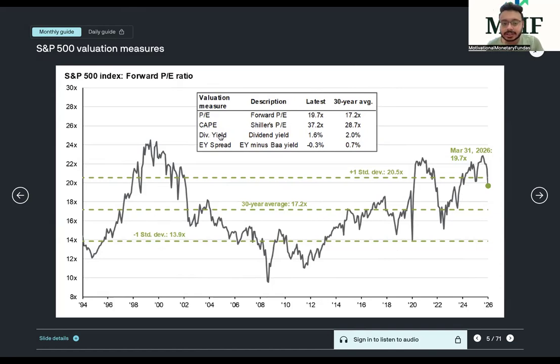So the cyclically adjusted price to earning multiple, which is also called the Shiller's PE, currently stands at 37.2 times. The average has been 28.7. We can have a separate session on understanding the CAPE multiple. But what exactly is the CAPE multiple? Just to give you the basic connotation.